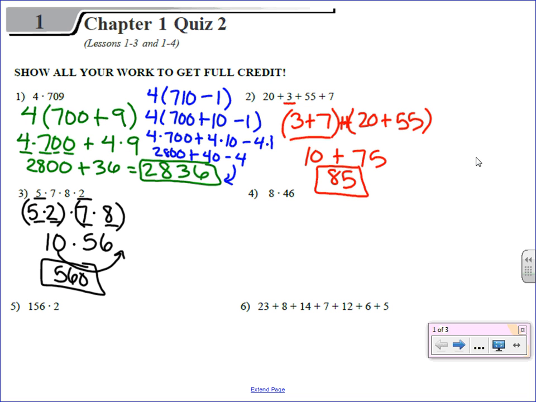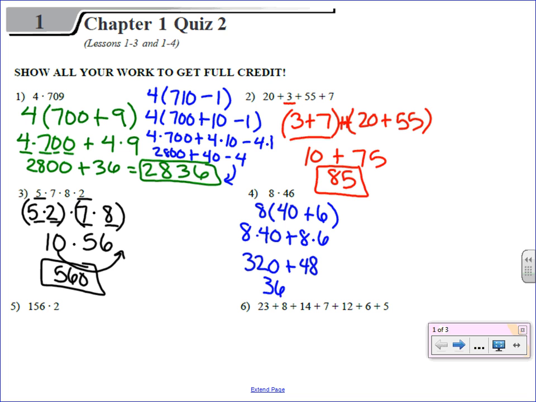Number 4 is another distributive property. We're going to think of 46 in a different way. And then, again, there's several ways to do that. One way is to do it as the 10s plus the 1s. So 40 plus 6. And then we have 8 times 40 plus 8 times 6. 8 times 40 is just 8 times 4, which is 32, with a 0 at the end. And then 8 times 6 is 48. 320 plus 48 is 368.